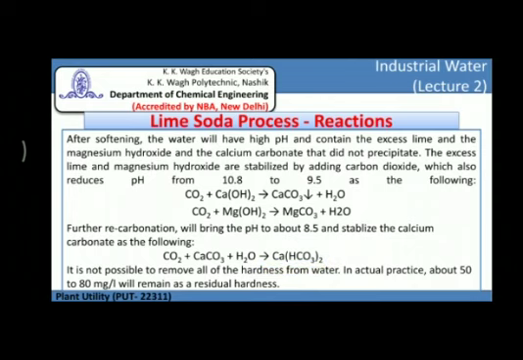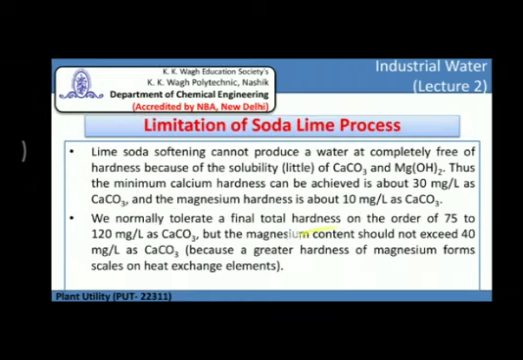It is not possible to remove all the hardness from water. In actual practice, about 50 to 80 ppm will remain as residual hardness. Now we will see the limitations of this soda lime process.